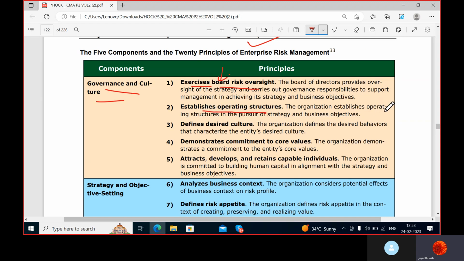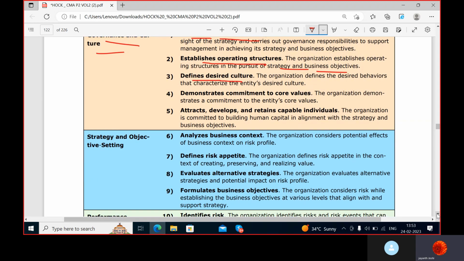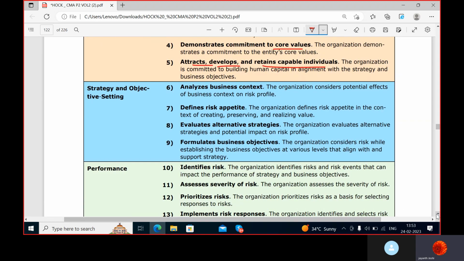The organization establishes operating structures in the pursuit of strategy and business objectives, defines desired culture, what is the culture of the organization and what it should be like, demonstrates commitment to core values, on what values the entity works, attracts, develops and retains capable individuals, so who can do a job properly for all those tasks and works, whoever is more capable should be taken.